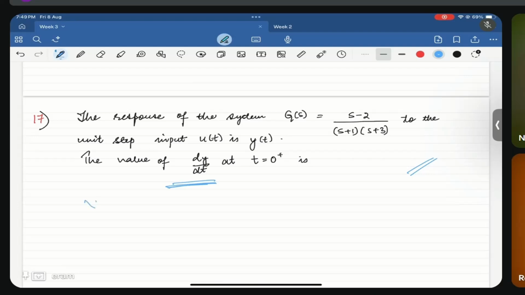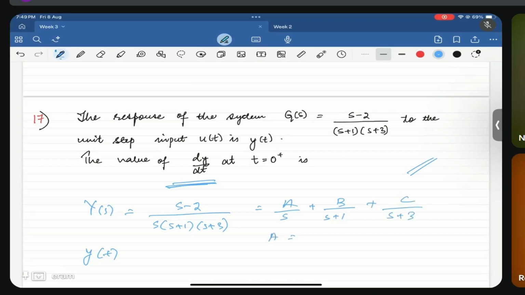So very simple. Y(s) will be nothing but (s minus 2) over (s plus 1)(s plus 3), right? Then we will find y(t). Can anyone quickly tell me what will be y(t)? So it will be A by s plus B by s plus 1 plus C by s plus 3.